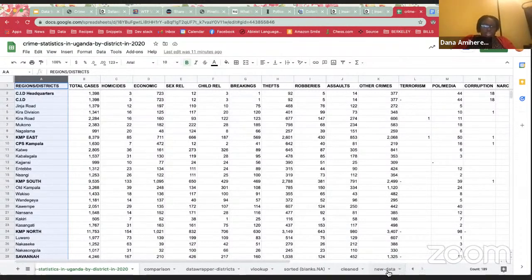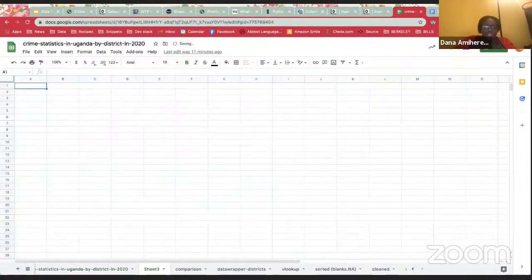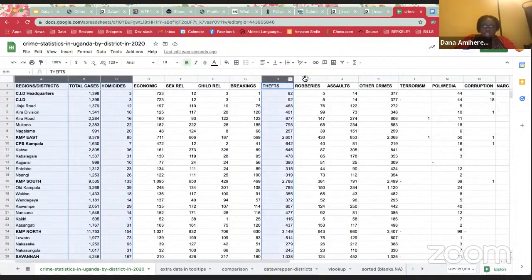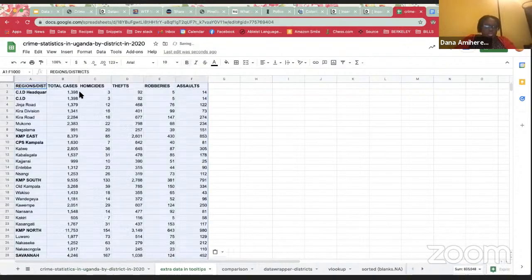All right. So I'm going to create another tab over here. We're going to call this more data, or tooltip, extra data and tooltips. All right, so what I'm going to do is collect this. I'm going to take the total cases, homicides, thefts, robberies, assaults, because those are all the ones that I actually know what they are. And I'm going to put that over here. And I don't know what this is going to look like, but we're going to give it a shot.